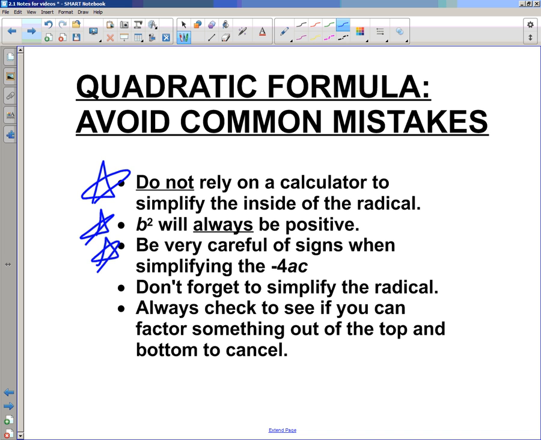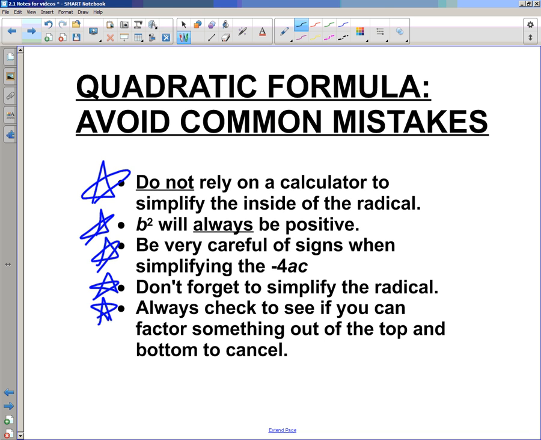People make mistakes when they're simplifying the negative 4ac under the radical. Keep in mind that you've got a negative 4 there, and look at the signs on a and c, and decide what that sign is going to be before you actually start thinking about what the value is going to be. Once you get the inside of the radical simplified, make sure that you look to see if you can simplify the radical, if you can pull anything to the outside of the radical. And then at the end, you always want to check and see if you can simplify your fraction. Oftentimes you can factor something out of the numerator, the top of your fraction, and the bottom of your fraction, and those two things will cancel. We're actually going to see that in the first example that I'm about to do right now.